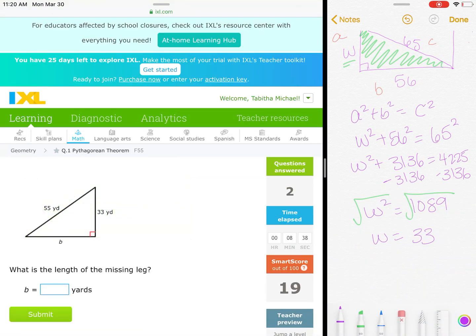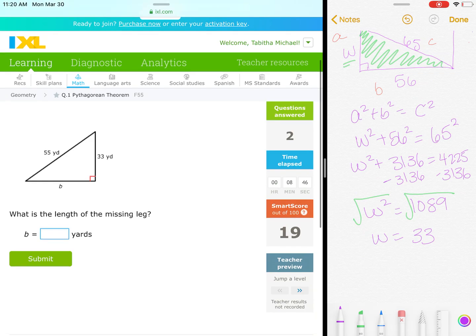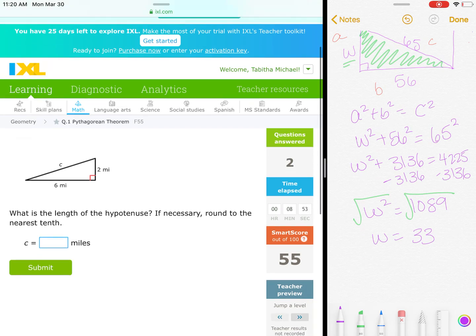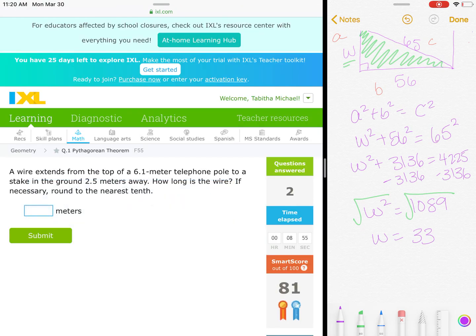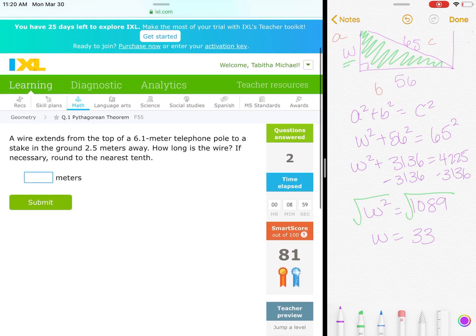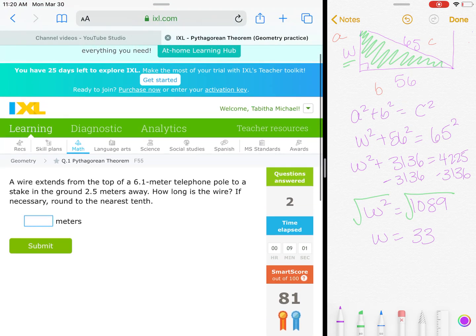So please just make sure that you're looking at the problem. This one says, what's the missing leg? If I jump a level, it asks for the length of the hypotenuse, so it's asking for a missing length. So just make sure you're reading the problem, guys. I think that's probably the biggest thing.